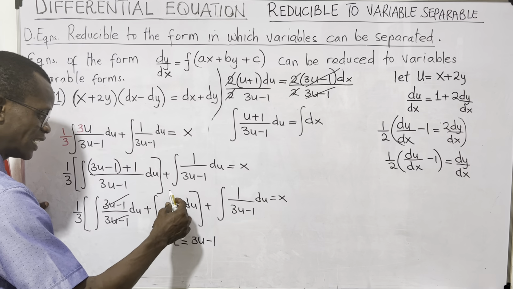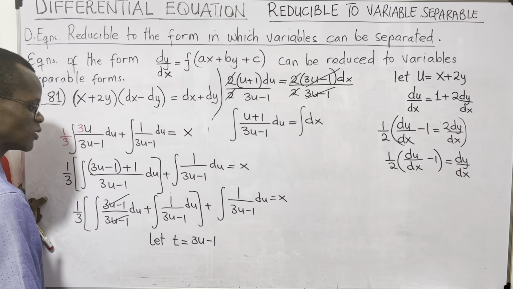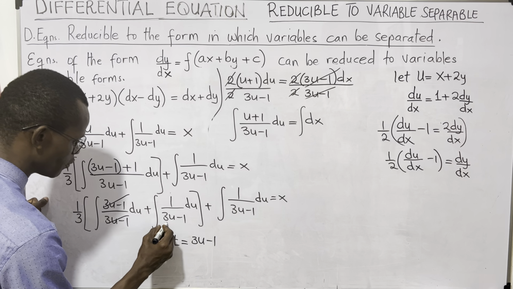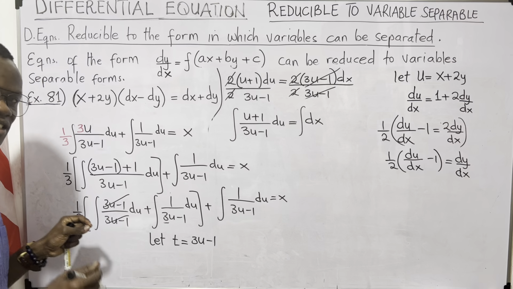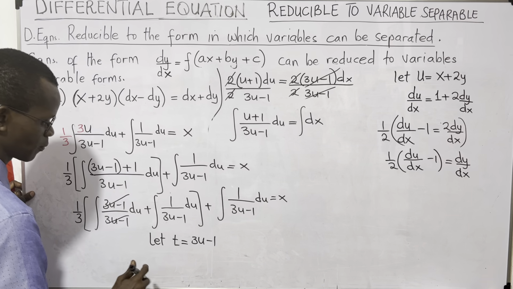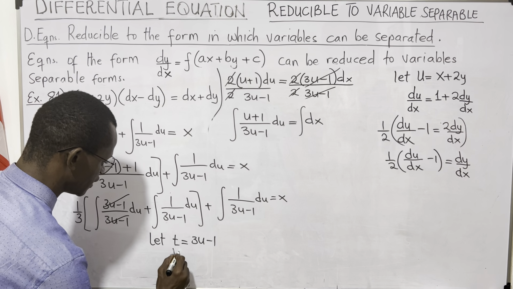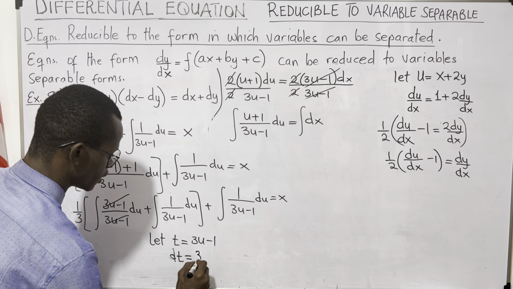Because if you just say the ln of 3u minus 1, you'll be wrong. You must be able to indicate that there is a coefficient attached to this u that is not equal to 1. That's exactly our focus point. So we differentiate both sides. The dt is just equal to 3 du.